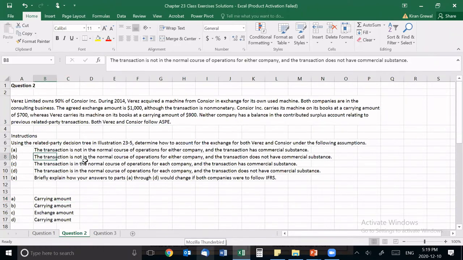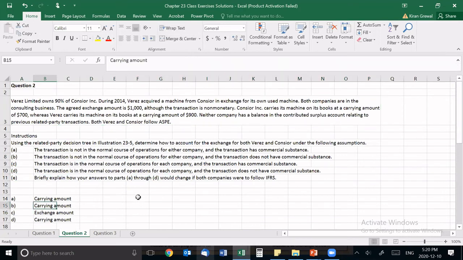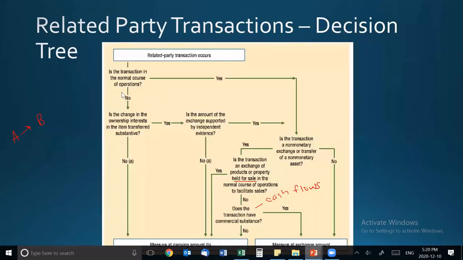Next one, the transaction is not in the normal course of operations and the transaction does not have commercial substance. If it's not in the normal course of operations, then the next question we have to ask is, is there a change of ownership interests? No, there isn't, because they still own 90%. We don't have any information saying that they own a different percentage now because of this transaction. So again, we go down that same line: no, not in normal course of operation, no change of ownership interest, so measuring at carrying amount.